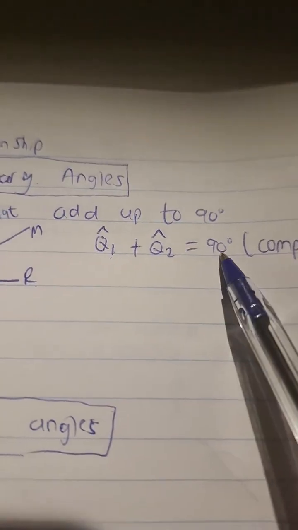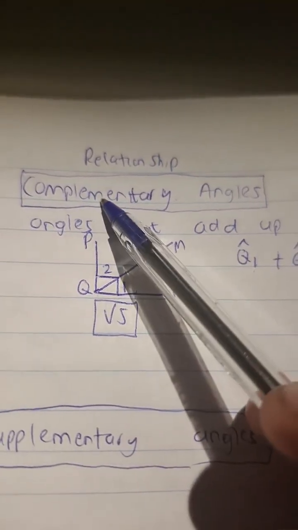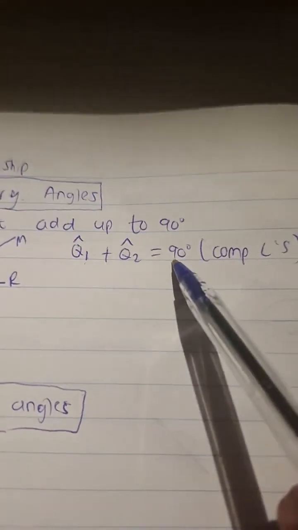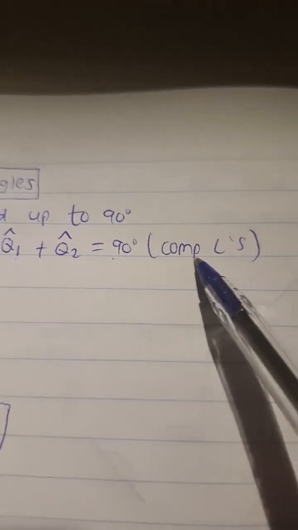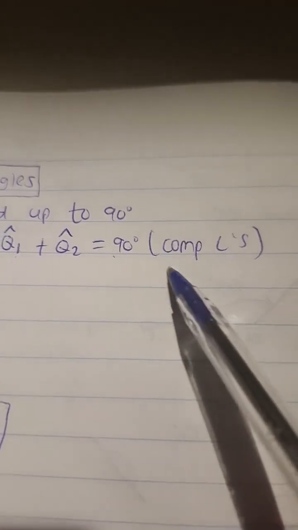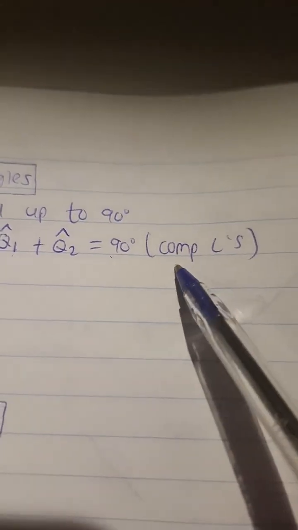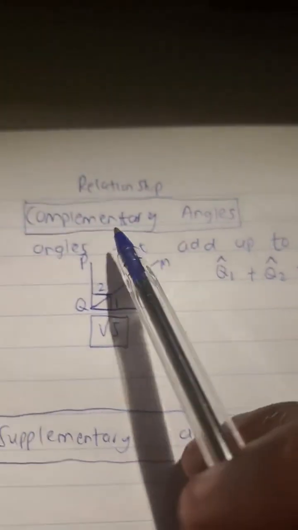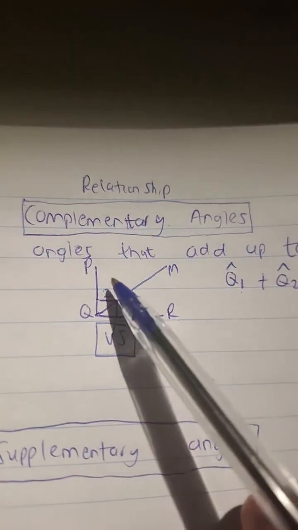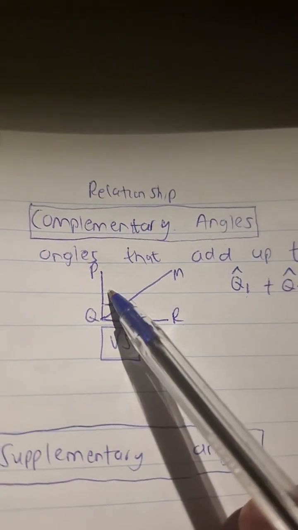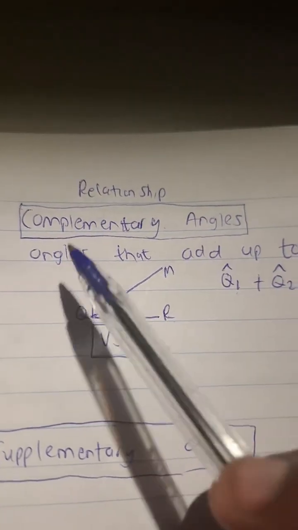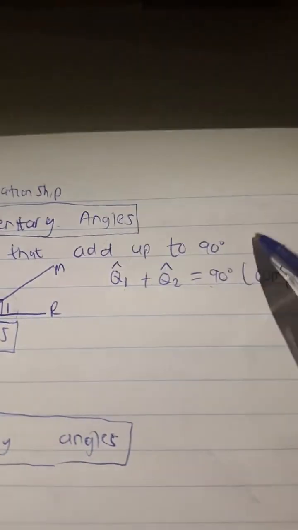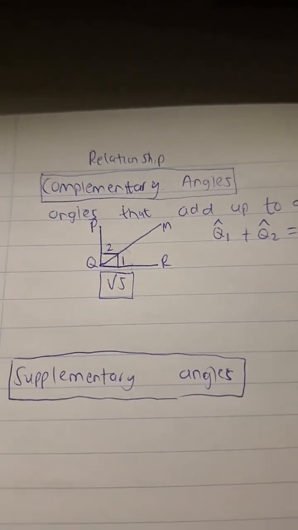So I hope that's clear now, that we can say angle Q1 plus angle Q2 is 90 degrees, and the reason is because they are complementary angles. So we write complementary in short and we say comp angles. All right, so I hope you understand this relationship that exists between angle Q1 and angle Q2. We refer to those angles as complementary angles. Why? Because they are angles that add up to 90 degrees, as has been explained.